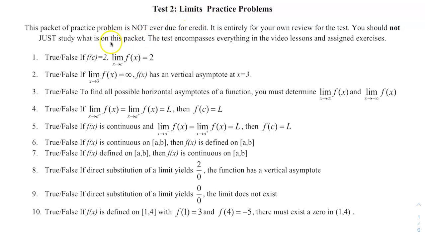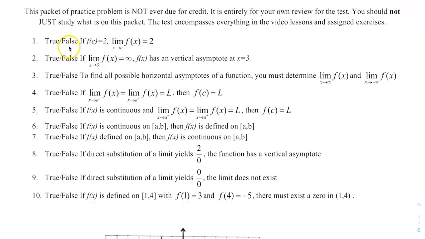That's 2 practice tests. So let's go through some questions here. So true and false. A lot of times if this is on the test, I'm going to ask you to do a counterexample if it is false. Just to let you know. So I'm going to do that here. True or false, I should say.